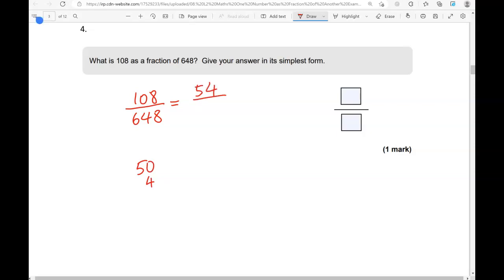We have 648. Half of 600 is 300. Half of 40 is 20. Half of 8 is 4. So that is 324.